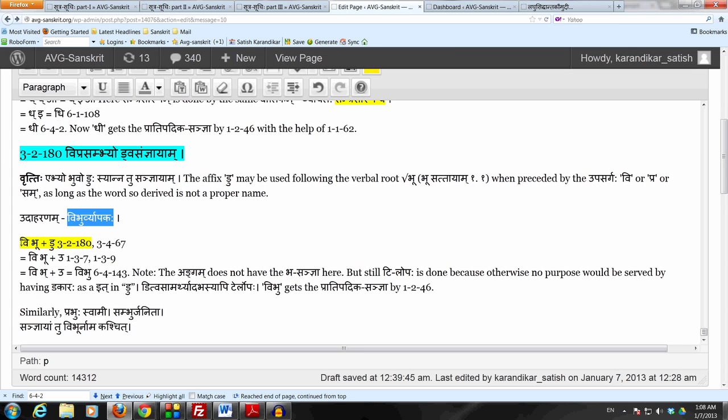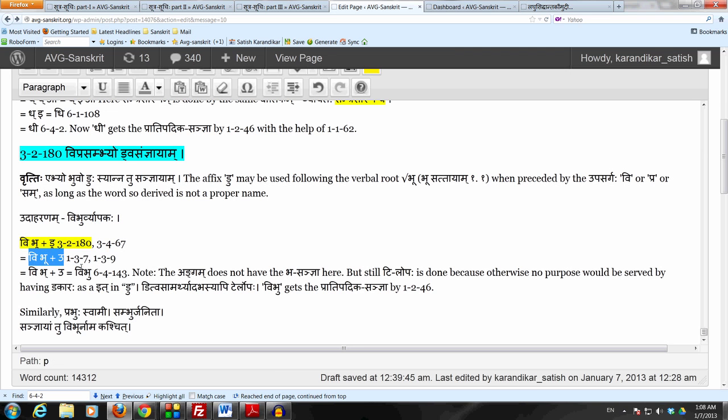This sutram 3.2.180 is used to bring in the affix du following the verbal root bhu when it's preceded by the upasarga vi, and we have vi bhu du by this sutram 3.2.180. And as we already mentioned, this is kartari krit 3.4.67. It denotes the agent of the action, so one who pervades, because vi plus bhu means to pervade. And now we remove the dakara, which is an it, by 1.3.7 and 1.3.9, and then tasya lopah, so we get vi bhu plus u.